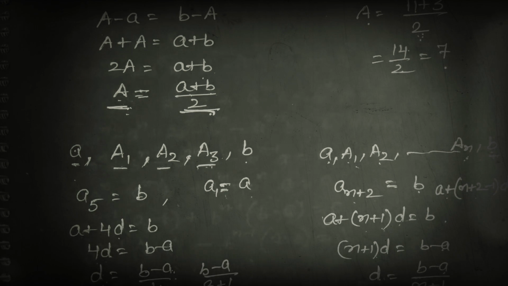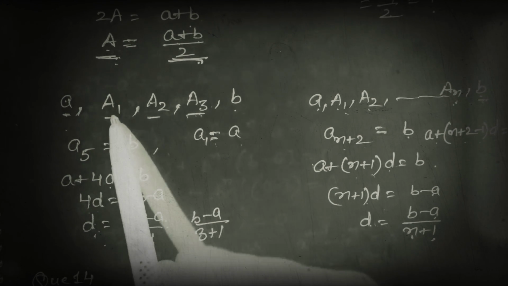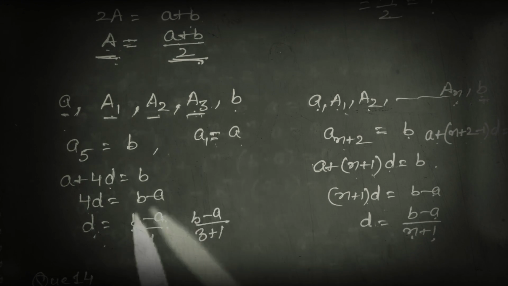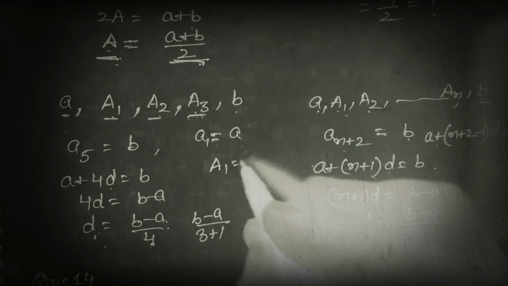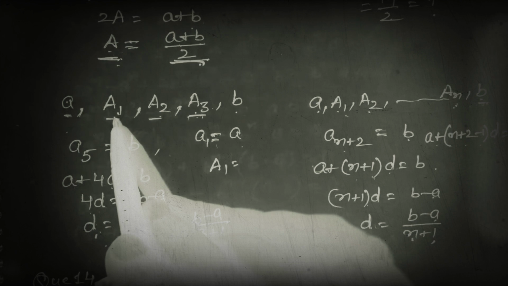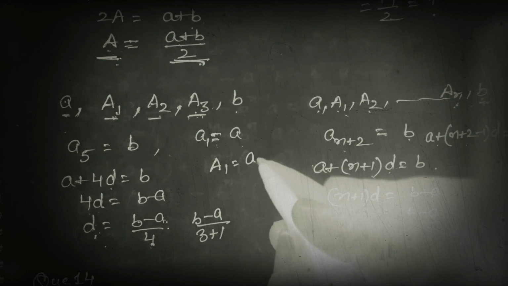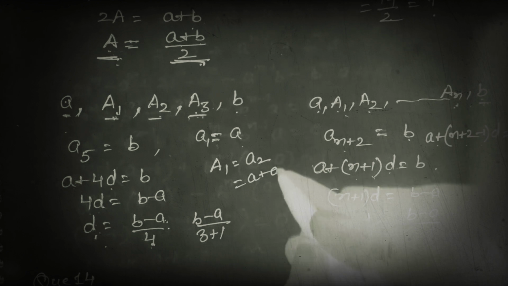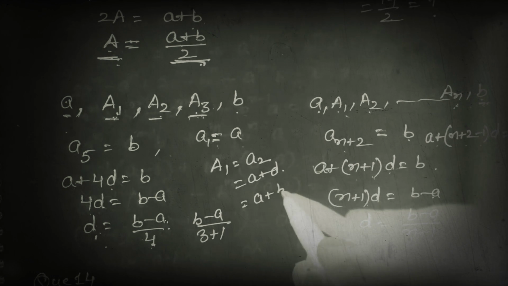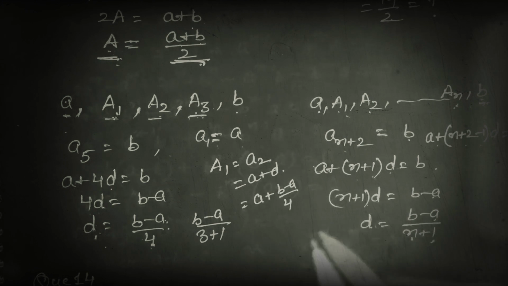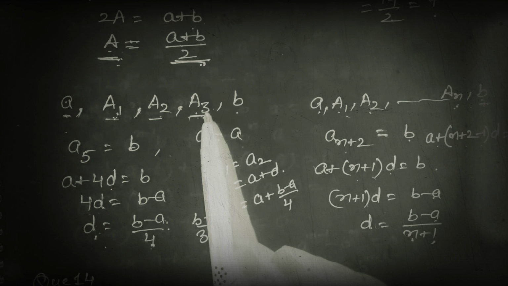Now come to the 14th question. This is the same as these questions. If we want to find A1, A2, A3 in this question, we can use a and d. Suppose we want to find A1. A1 is the second term. This is the first term, this is the second term. So what can we write for A1? a plus d. Put the value of a, and the value of d is (b minus a) upon 4. After solving we will get A1. It is the same for A2 and A3.